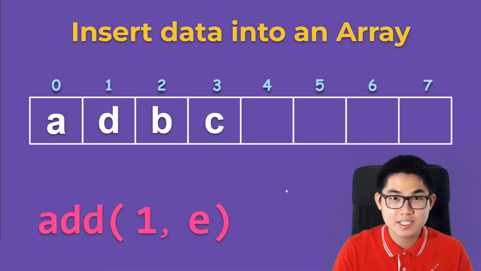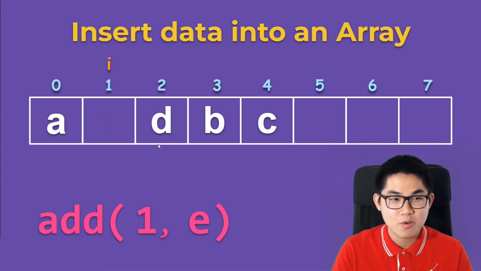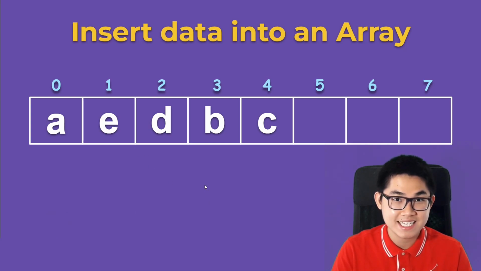Then the next step is to put I at the last letter. We move C to the right. We move I to the left. We move B to the right, then I to the left, and D to the right. Now we're at index 1, and we insert E into index 1. And we have A, E, D, B, C.